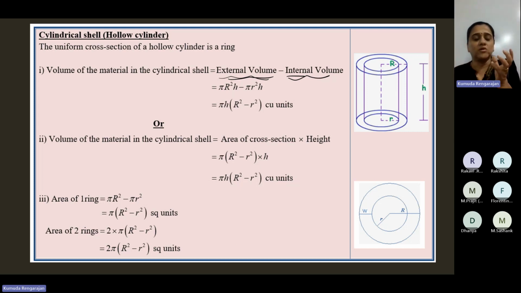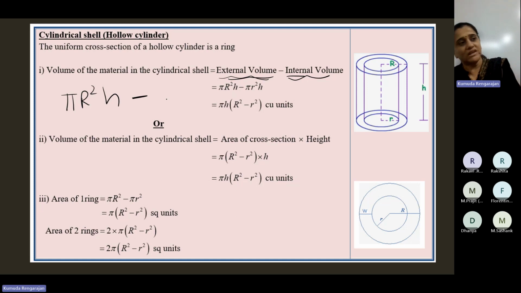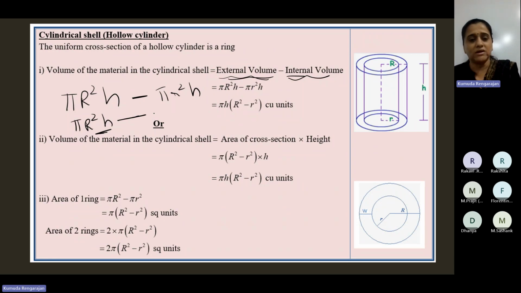So from that solid cylinder, whose volume was pi capital R square h, you remove a cylinder from the middle with the same center. You remove a cylinder from the middle. So you're removing, meaning you should subtract. And the volume of the cylinder you remove is pi small r square h. Height will be the same, the radius will differ. That's why small r square. So this is the volume of the original solid cylinder. From that, you're removing another cylinder of radius r. This is the volume of the resultant material.